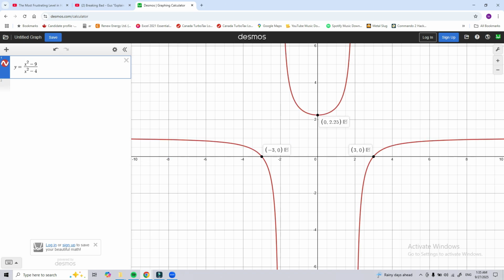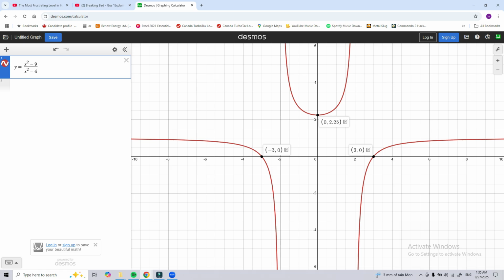The last example I have here is y equals (x squared minus 9) divided by (x squared minus 4). I'm going to skip the process of using the checklist. When you graph it out, it looks like this. Just wanted to note some key points. We have x-intercepts at negative 3 and 3. We have the y-intercept at (0, 9/4).